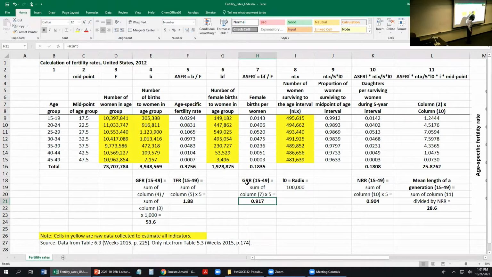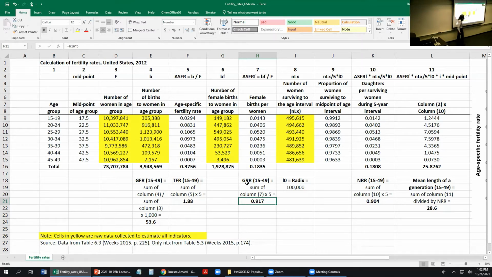So based on this information here and the radix, this little l0, that's called the radix of the life table. This is the big LxN, and these terms, big L and little l, are the terms used by demographers. You get this information here and divide by this number here multiplied by 5. You get the big LxN and divide by 5 times this number here to get what? The proportion of women surviving to the midpoint of that specific age interval.